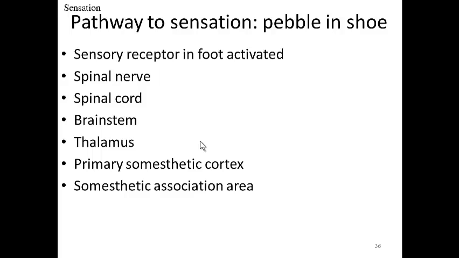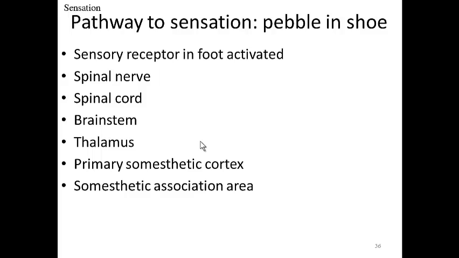All right, so let's take a look at a couple pathways to sensation. I kind of already went over this, but I think it's worth going over again. I want to look at how we can feel a pebble in our shoe. Well, first, a sensory receptor in the foot is activated. That sends a signal through a spinal nerve to the spinal cord. It goes through the spinal cord up to the brainstem, through the brainstem to the thalamus.